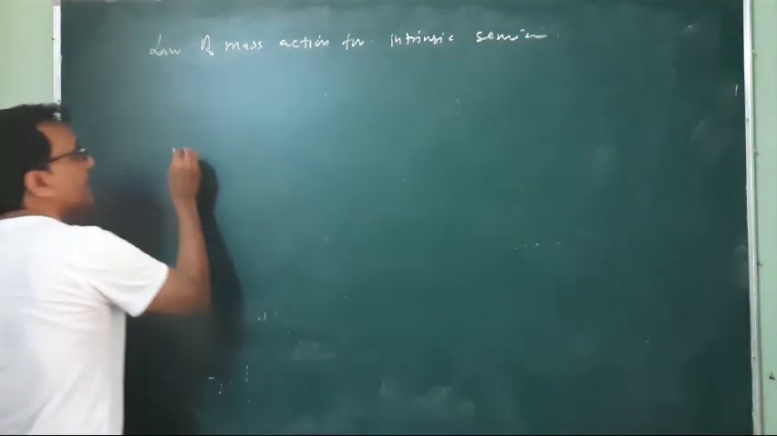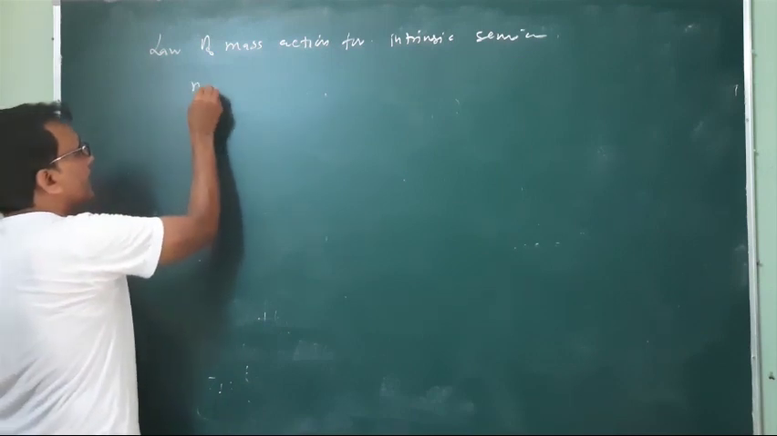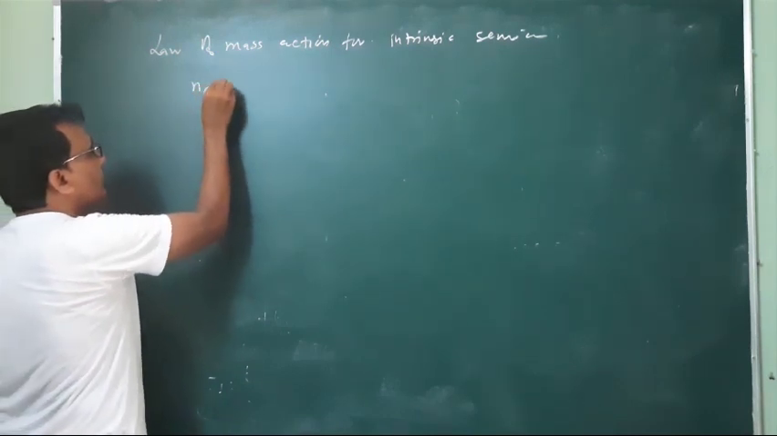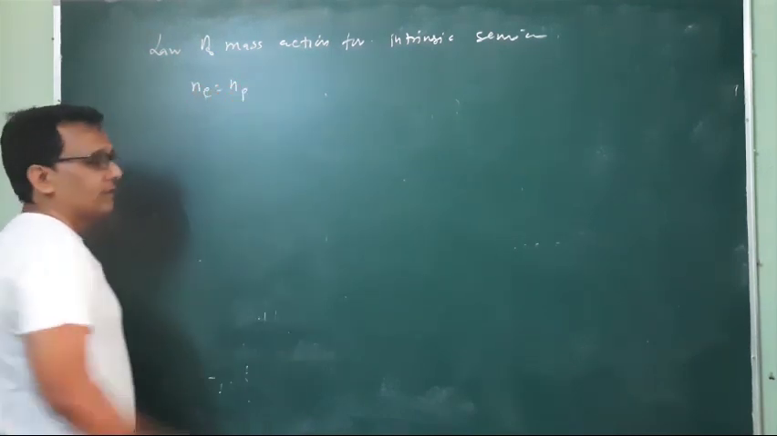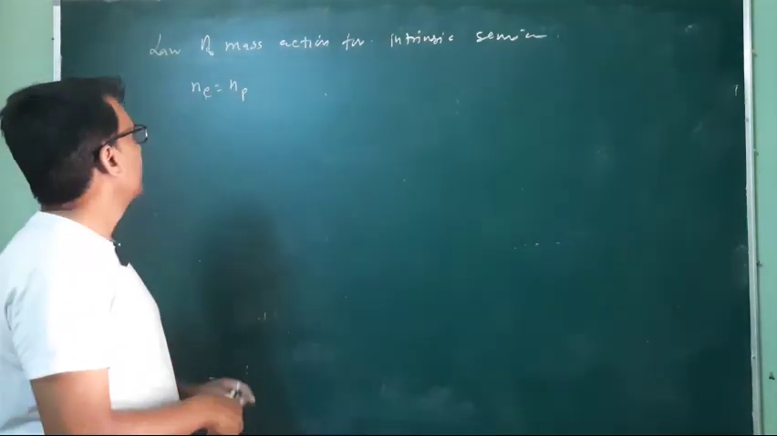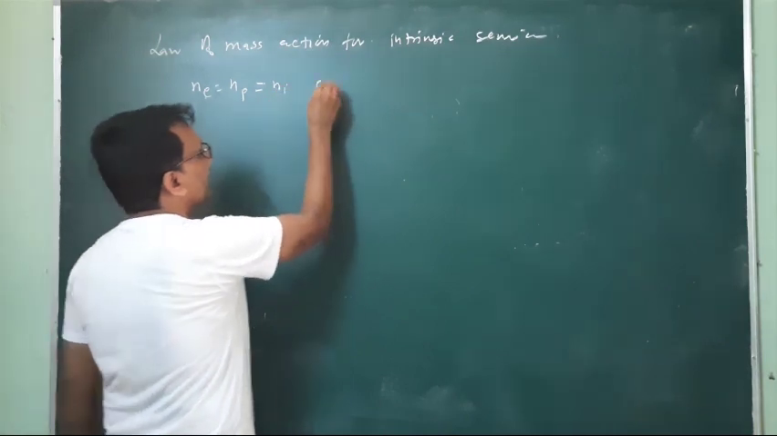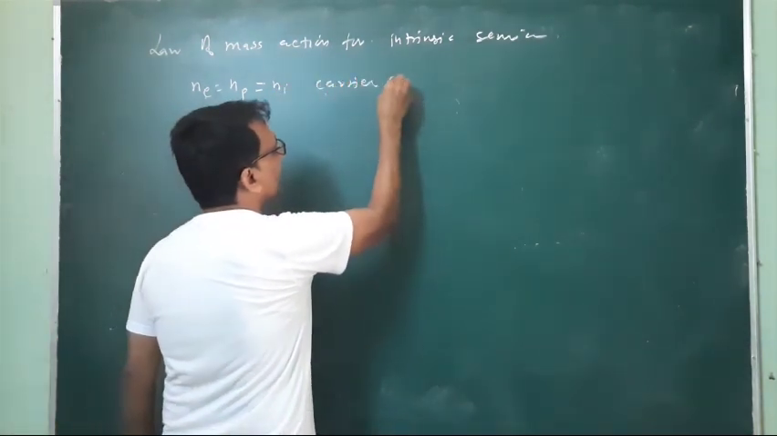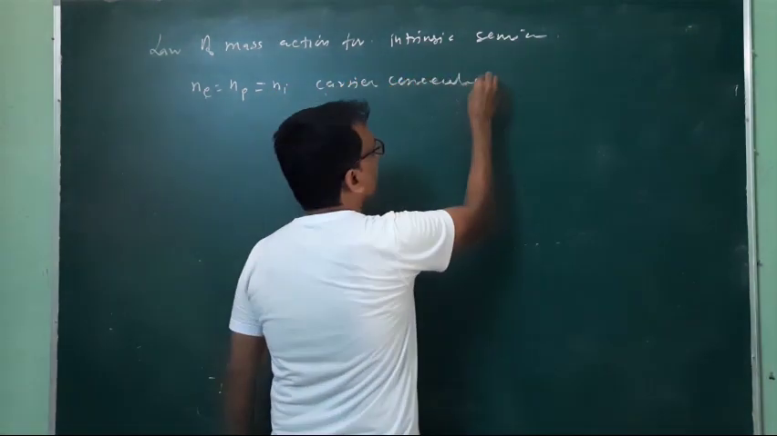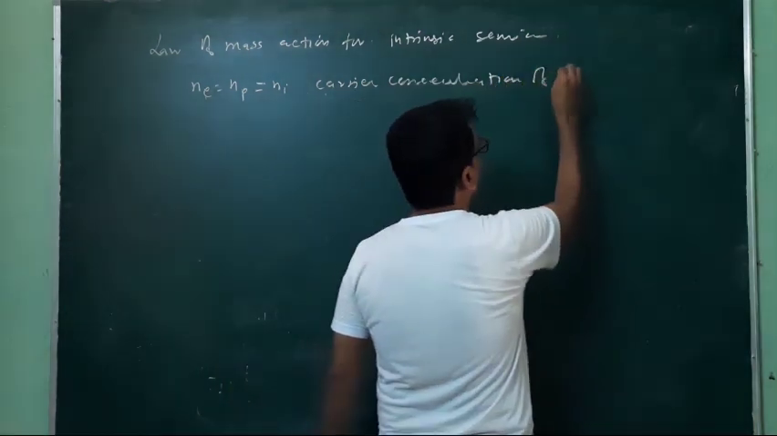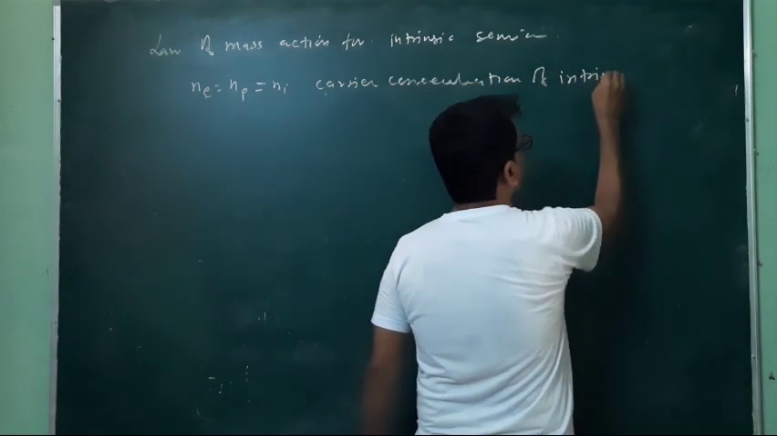So again, we will take that condition. This np is equal to ne, the carrier concentration of electrons, which is equal to the carrier concentration of holes, and one can write this as equal to ni, the carrier concentration of the intrinsic semiconductor.